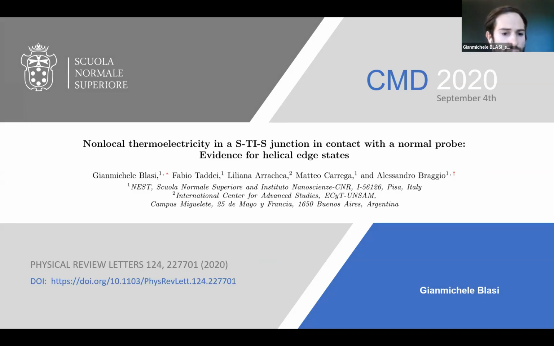This presentation is about a paper we have just published in Physical Review Letters last June, and the work is about the prediction of a non-local thermoelectric response in a hybrid topological Josephson junction in contact with a normal probe. And we used this non-local thermoelectricity as evidence for testing the helicity of the edge states of a two-dimensional topological insulator. But let's go with the outline of contents of this presentation.